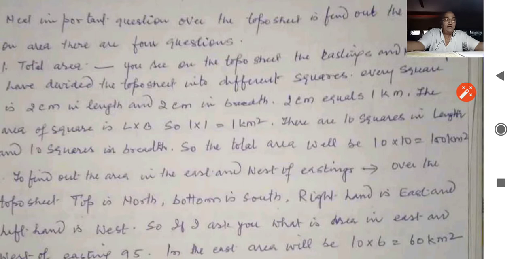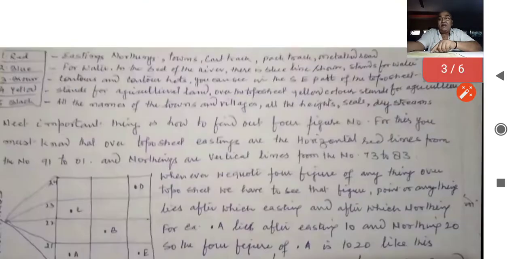Second question on area: to find out the area in the east and west of an easting. Over the topo sheet, you must keep in mind that the top of the topo sheet is north, the bottom is south, the right hand is east and the left hand is west. So if I ask you what is the area in the east and west of easting 95, you can see the easting 95.